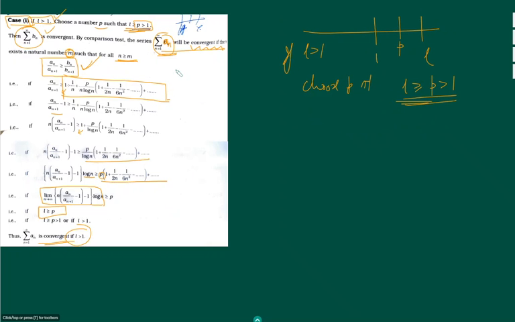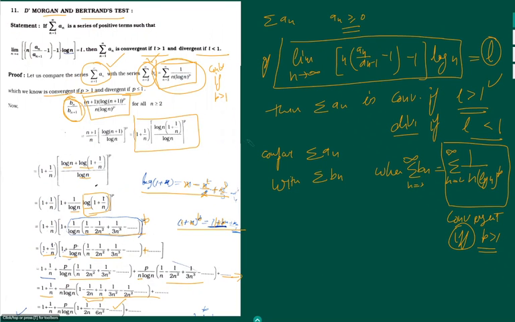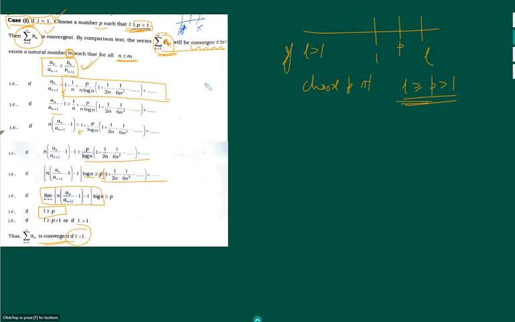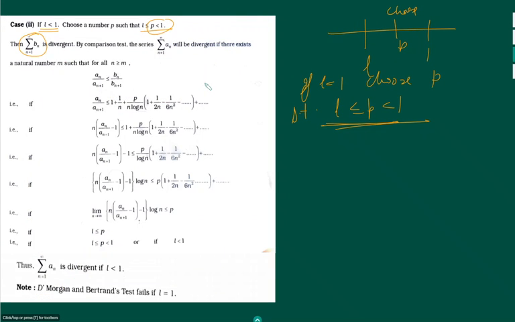And for P less than 1, summation Bn is divergent. Which series is summation Bn? This series is summation Bn, and it is divergent if P is less than 1. So by comparison test, the summation An will also be divergent if there exists a natural number m such that for all n greater than or equal to m, An over An plus 1 is less than or equal to Bn over Bn plus 1, and Bn over Bn plus 1 is this.